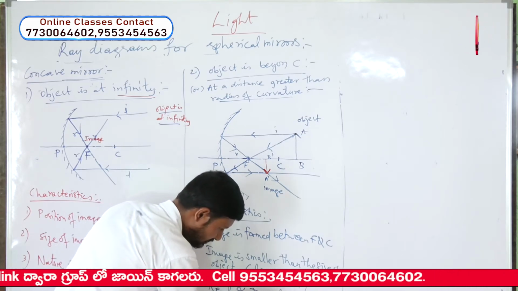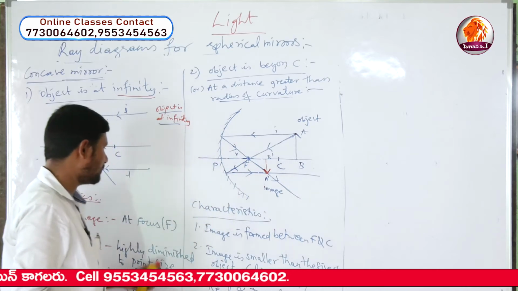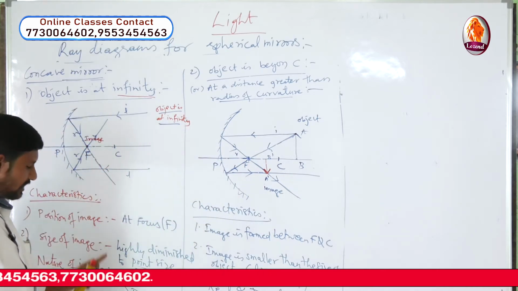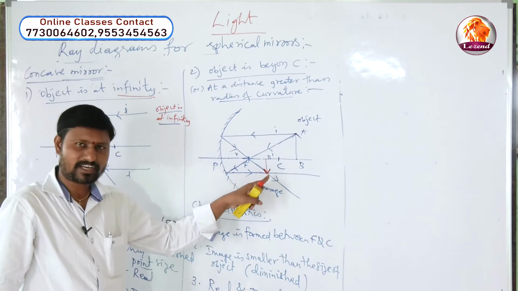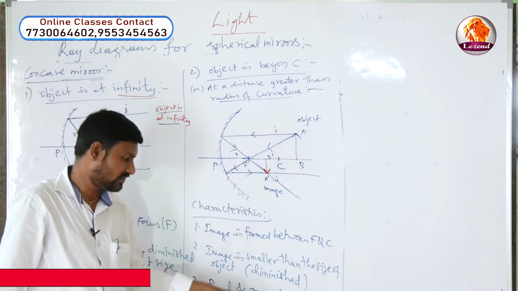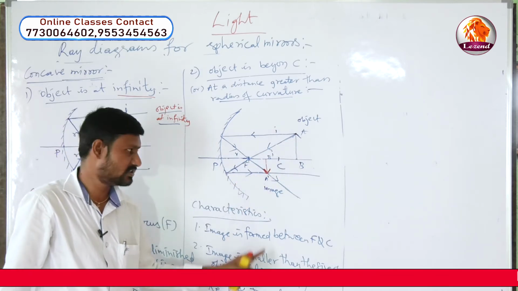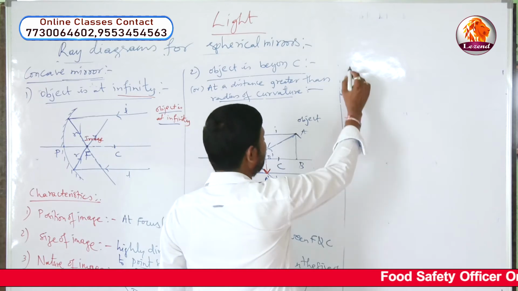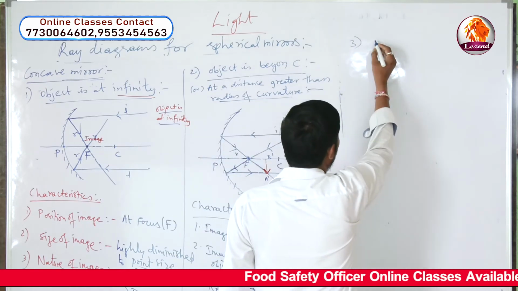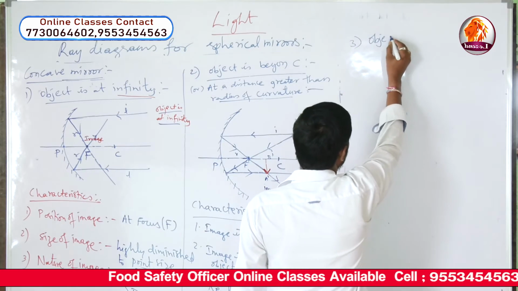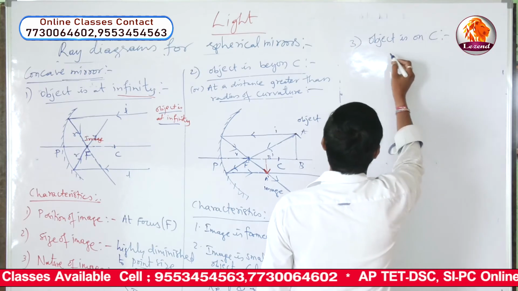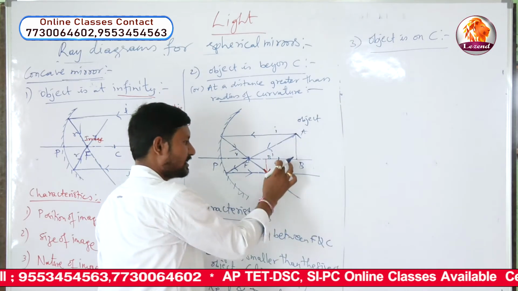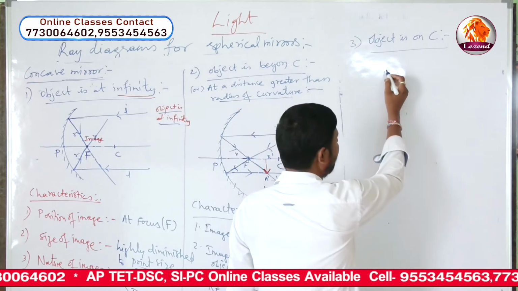As I told you in the first case, a point size image is formed, so you are unable to identify whether it is inverted or erect. But here we can comfortably identify that a real image is always an inverted image. So this is the second position. Next, the third position is the object is on C, meaning exactly on the center of curvature, for which we draw the ray diagram.